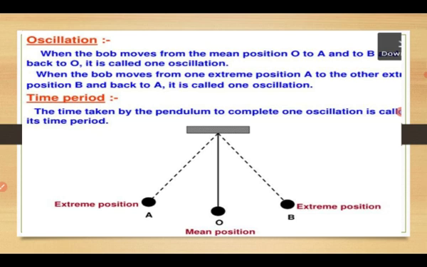That is called time period. Second example I am going to give. If the bob is at O, the movement of the bob from O to A to O, then O to B, and again B to O, then this oscillation is called one complete oscillation.